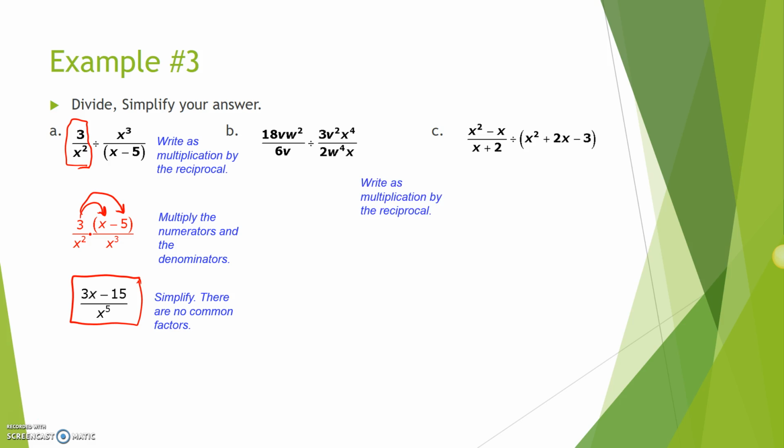The next one, we have 18v w squared over 6v divided by 3v squared times x to the fourth over 2w to the fourth times x. So we're going to take this first situation and multiply it by the reciprocal of the second. So you're going to end up with 18v w squared over 6v times, now we flip this to get 2w to the fourth times x over 3v squared times x to the fourth.